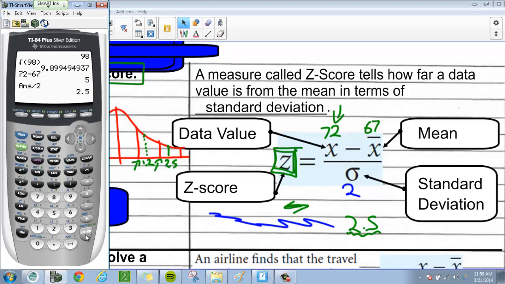So anyway, that's how we use z-score. And in the following problem, I'm going to show you how we can use z-score to answer an airline problem on travel. Okay.